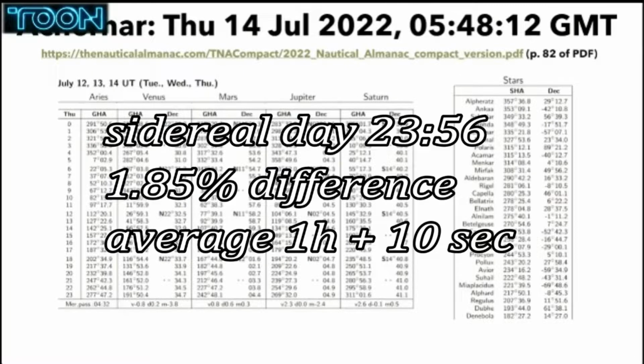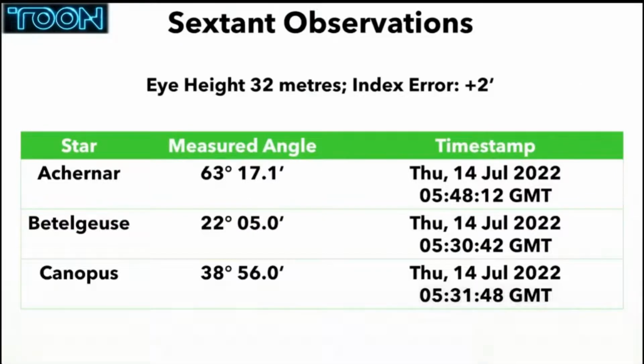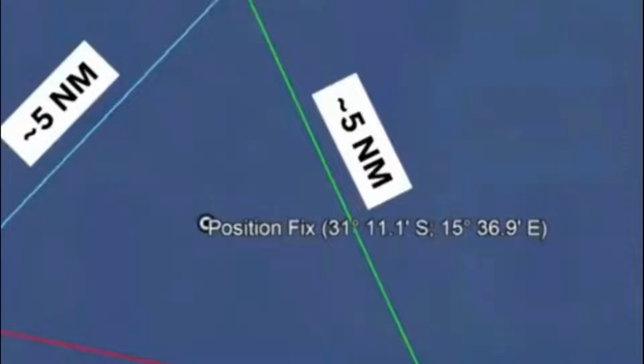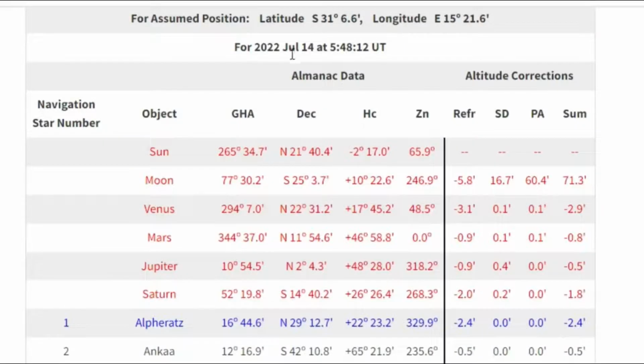Let's check the data. If the stars and the sun and the moon go like 15 degrees an hour, I think you made a mistake. Okay, so here is my set of observations. Okay, you took those observations from this location, 31st latitude south and the 15th longitude east. I'm here at July 14 when you took the observations at 5:48, and approximately the same location.